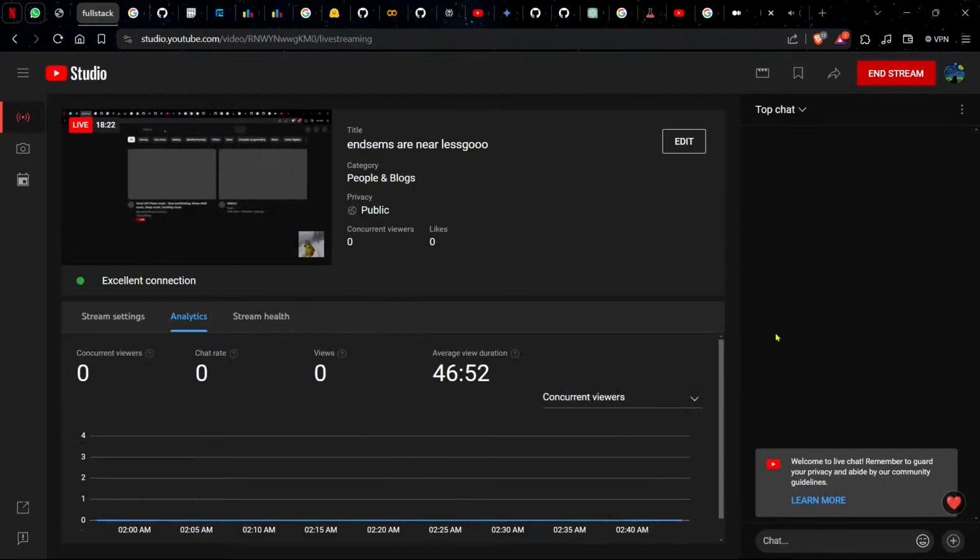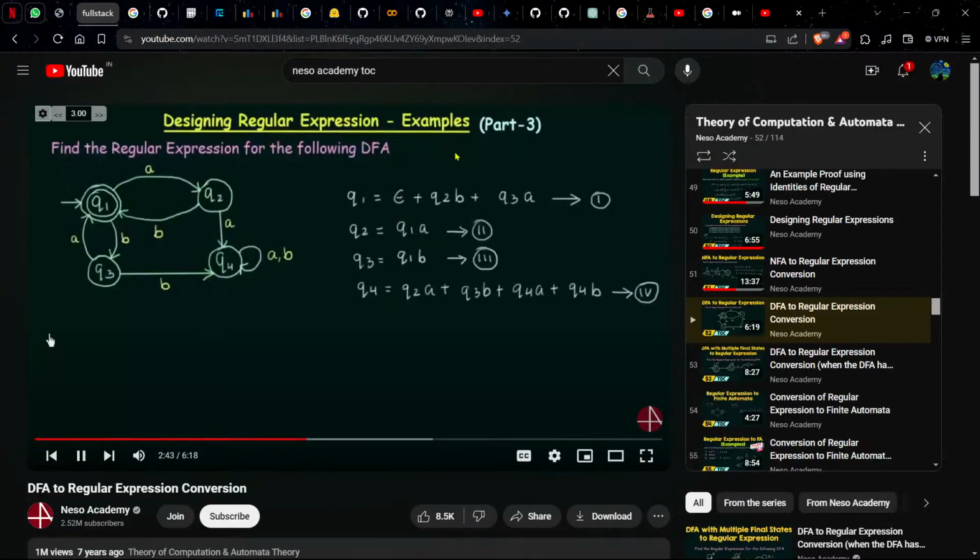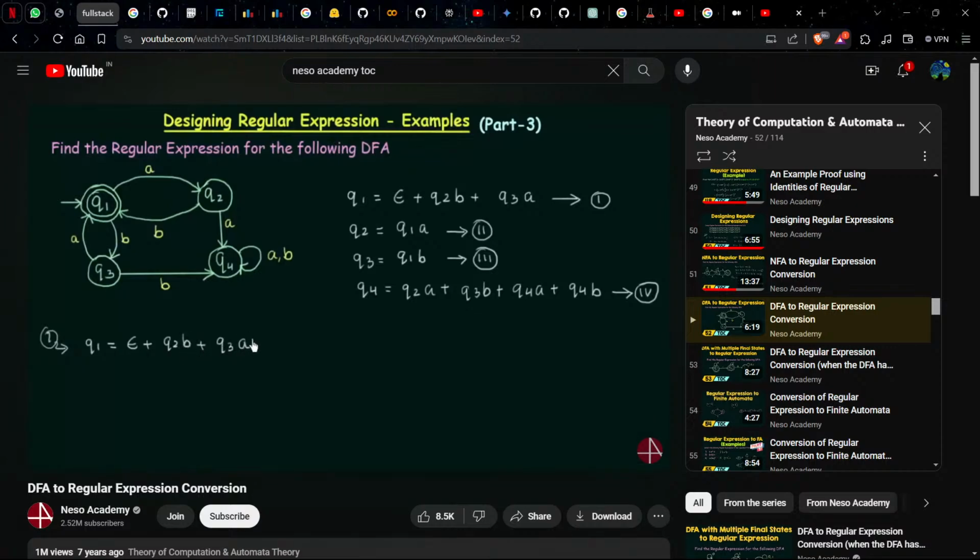Okay, so now we have written the equations for all the states. Now let's try to take the final state and simplify it. The final state is q1, so that is equation number 1. I take q1, and what is q1? Epsilon plus q2b plus q3a. Now we see that we have q2 and q3 over here, and the values of q2 and q3 can be substituted from equations 2 and 3. So let me put the values. I'm putting in the values of q2 and q3 from equations 2 and 3.